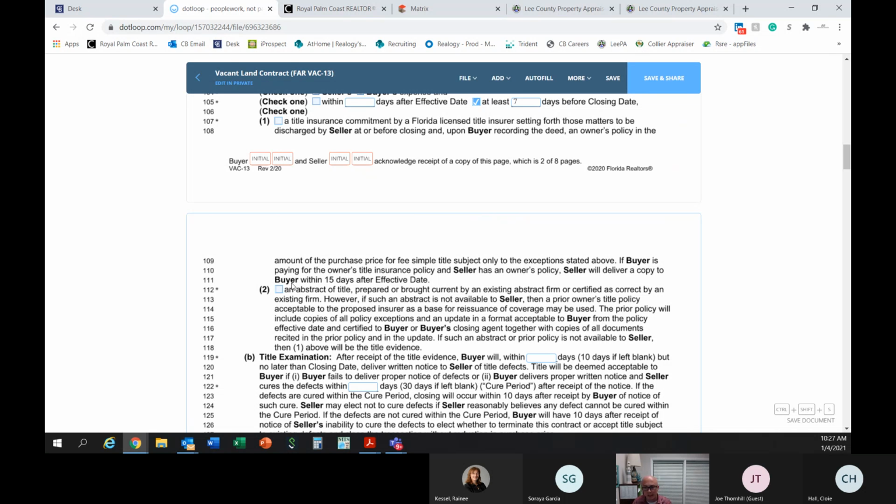Okay. Or option 2, an abstract of title prepared or brought current by an existing abstract firm or certified as correct by an existing firm. However, if such an abstract is not available to seller, then a prior owner's title policy acceptable to the proposed insurer as a base for reissuance of coverage may be used. The prior policy will include copies of all policy exceptions and an update in a format acceptable to buyer from the policy effective date and certified to buyer or buyer's closing agent, together with copies of all documents recited in the prior policy in the update. If such an abstract or prior policy is not available to seller, then option 1 will be the above for title evidence.